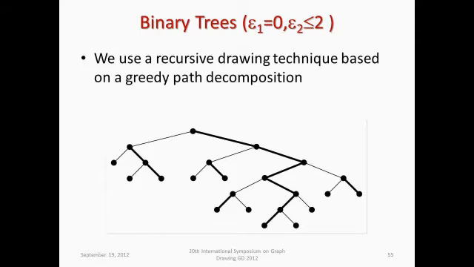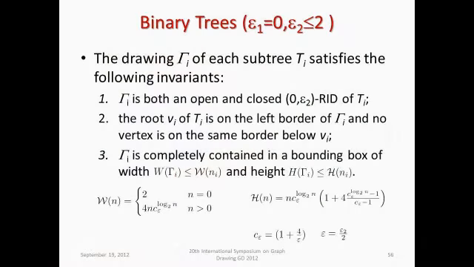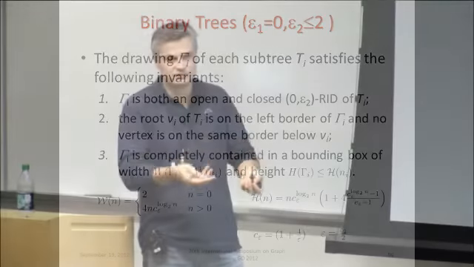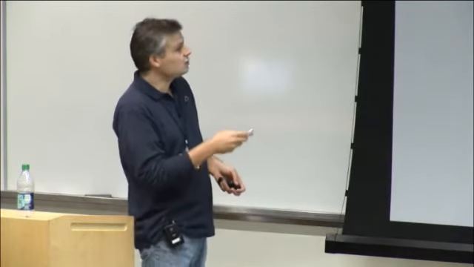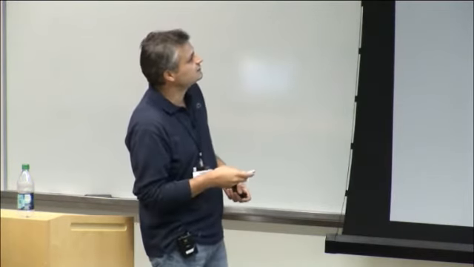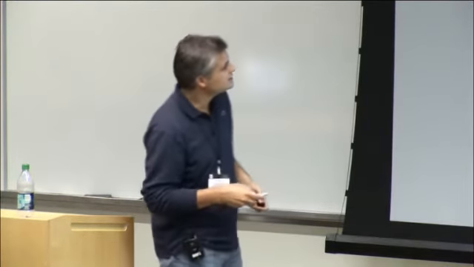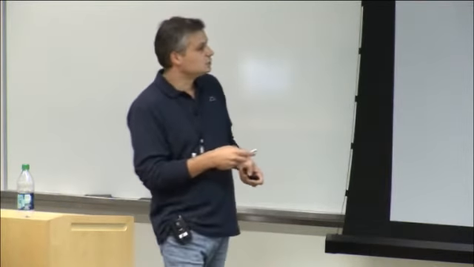So now the idea of the drawing technique is to draw the path, and then to attach to the path the drawing of the subtrees computed recursively. And we assume that the drawing gamma i of each subtree satisfies 3 invariants. First of all, it is a valid drawing. The second one is that the root of the tree is on the left border of the drawing, and there is nothing below it. And finally, the drawing is completely contained in a bounding box whose dimensions are bounded by these 2 functions.